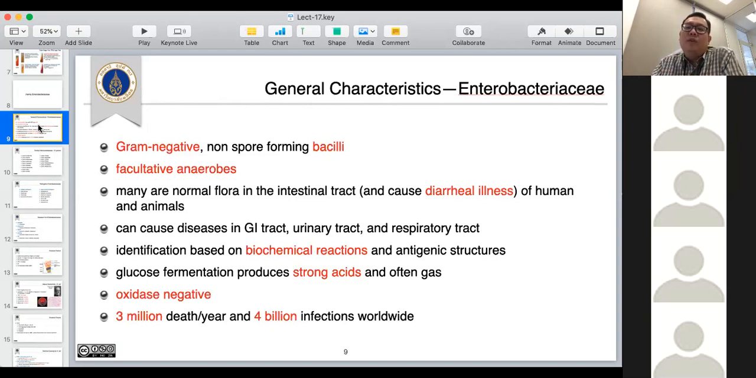Most Enterobacteriaceae, not all, many species are human flora in the gut. The main disease they can cause is diarrhea, diarrheal illness. They can be found in animal gut, in mammal gut also. They cause disease in the GI tract, gastrointestinal tract, the urinary tract, and the respiratory tract.